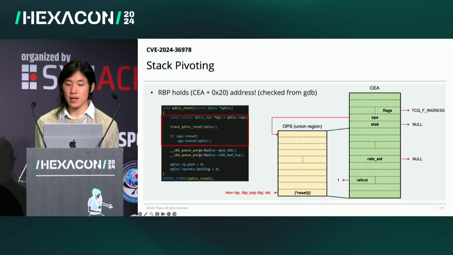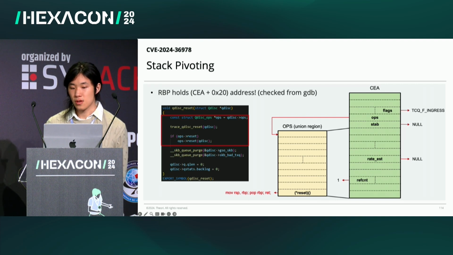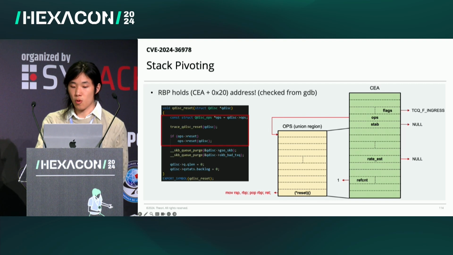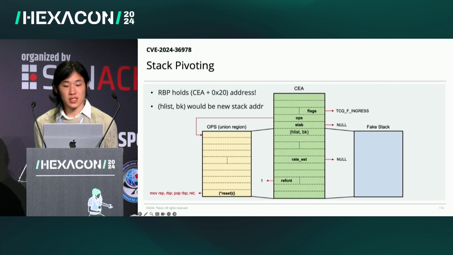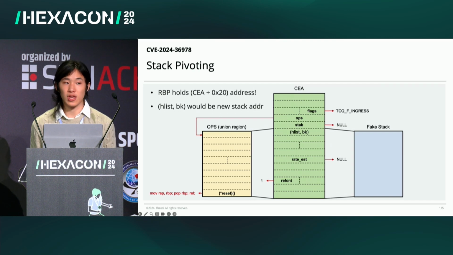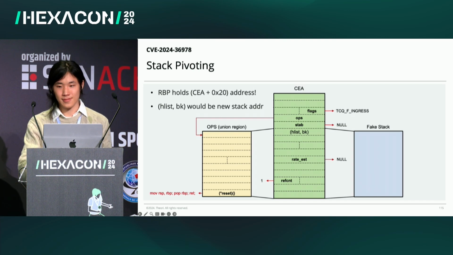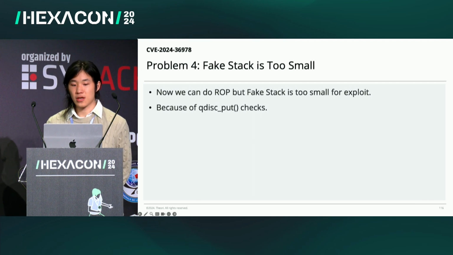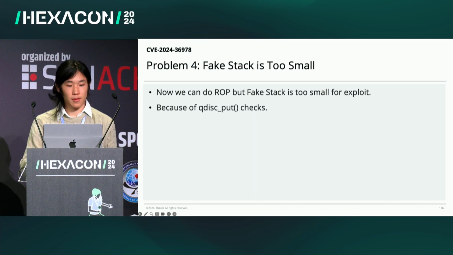RBP holds the CEA plus 0x20. So if we set the reset as mov rsp, rbp; pop rbp; ret, we can make some fake stack. So the fake stack works like this. So hlist bk would be the new stack address. Now we can do ROP, right? But it is hard because the fake stack is too small for the exploit because of the qdisc boot check.